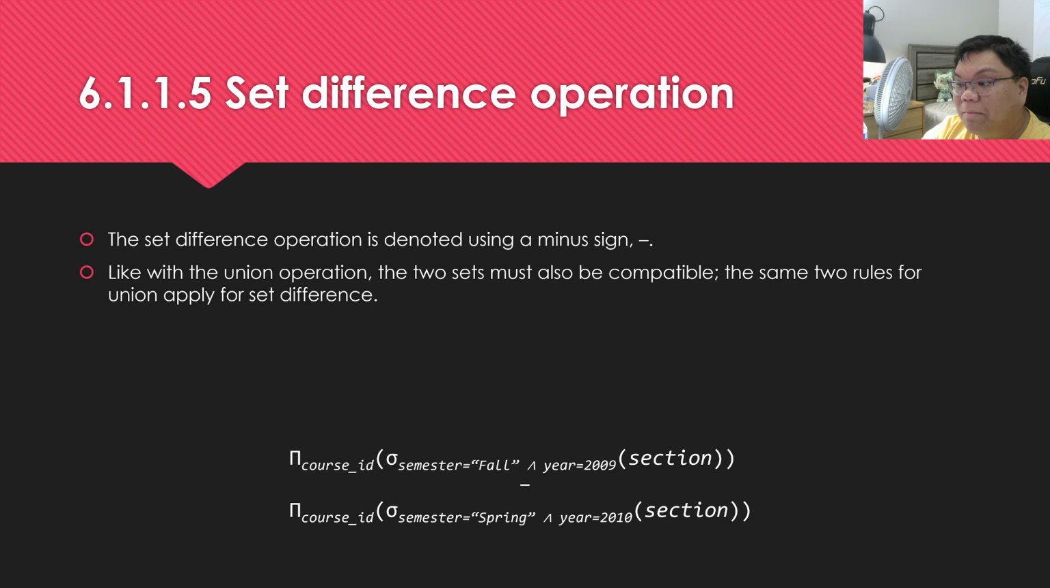Set difference is denoted with a minus sign. If we did set difference with these two queries, we would find the set of all classes that take place in one semester that do not take place in the other semester. In other words, we just found all the classes that take place exclusively in fall, and since set difference is not commutative, if we swap the order, we get the set of all classes that take place exclusively in spring.